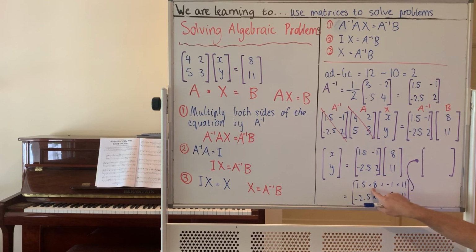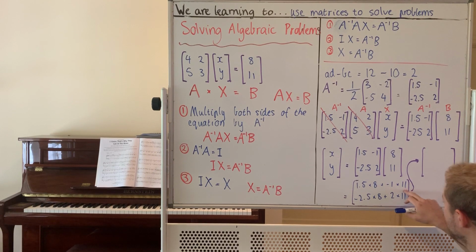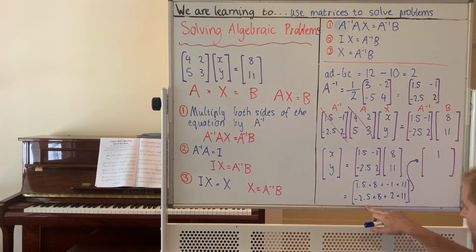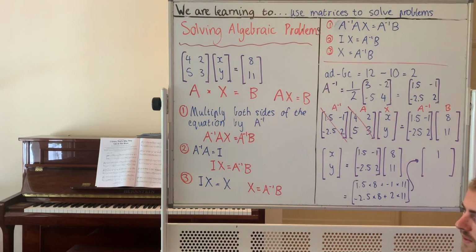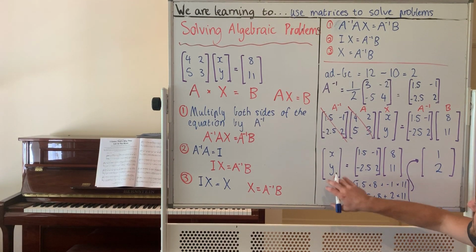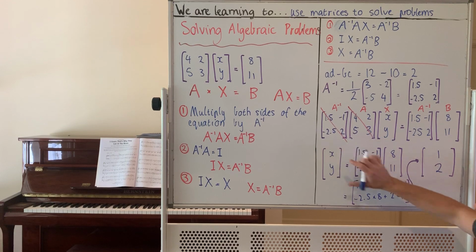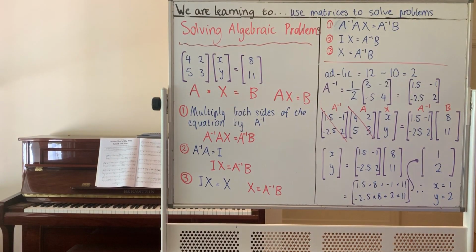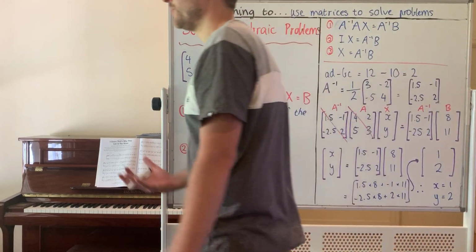Okay. 1.5 times 8 is 12, negative 1 times 11 is negative 11, so 12 plus negative 11 is 1. Negative 2.5 times 8 is what? Negative 20, plus 2 times 11, 22, so negative 20 plus 22 is 2. It's a lot of work for two numbers. What you can also do is when you write your final answer, so we know now that xy is equal to 1, 2. So therefore, remember this symbol means therefore, x is equal to 1, y is equal to 2. So it's a lot of work there for two little numbers.